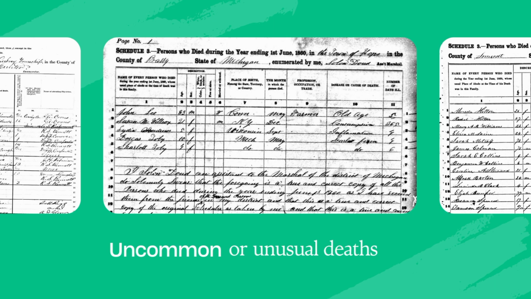Uncommon or unusual causes of death listed in mortality schedules can spark further investigation. These causes may indicate accidents, epidemics, or other noteworthy events that impacted the community. You can then use these unusual tidbits of information to scour newspapers and see if anything had been reported on it at the time for even more detail and documentation.